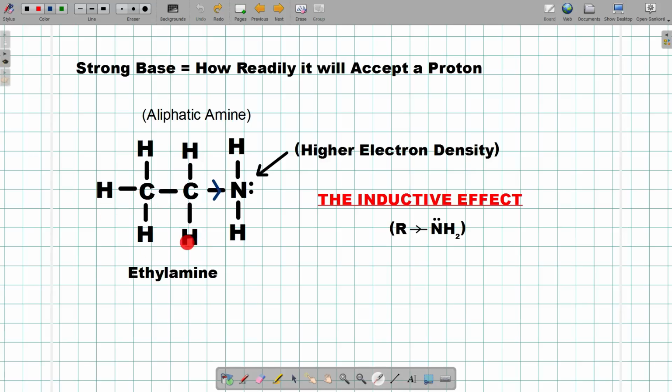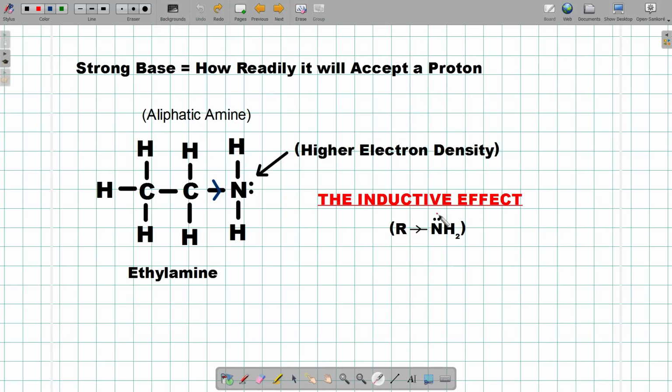So this alkyl group will release electrons and move them towards nitrogen, and so it'll have a higher electron density. What I mean by that is that because there's more electrons circling near the nitrogen, the electron density in that area will be much higher, so there'll be more electrons there, and so you can assume it's going to have a bigger electron density, obviously. And what this is called is the inductive effect.